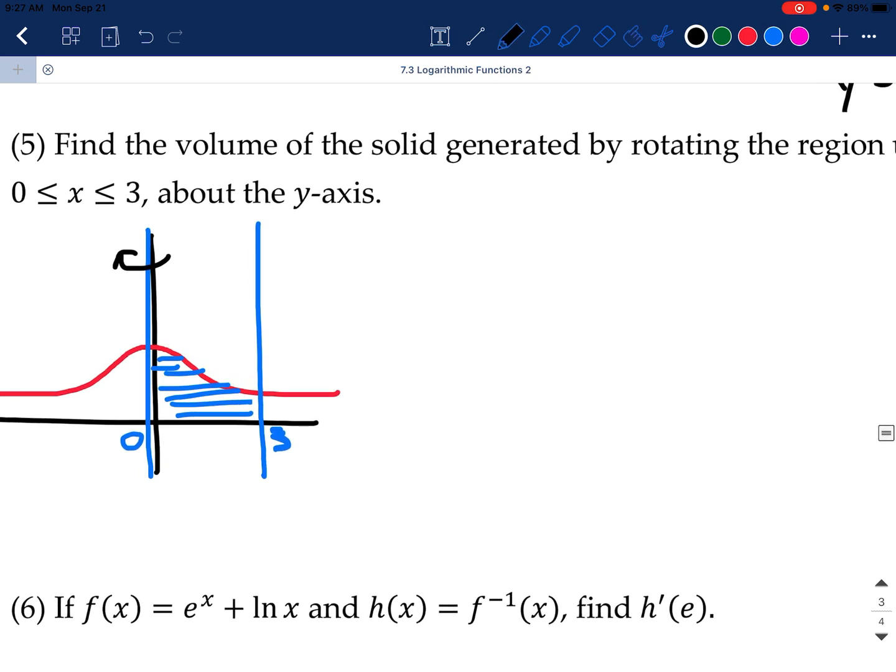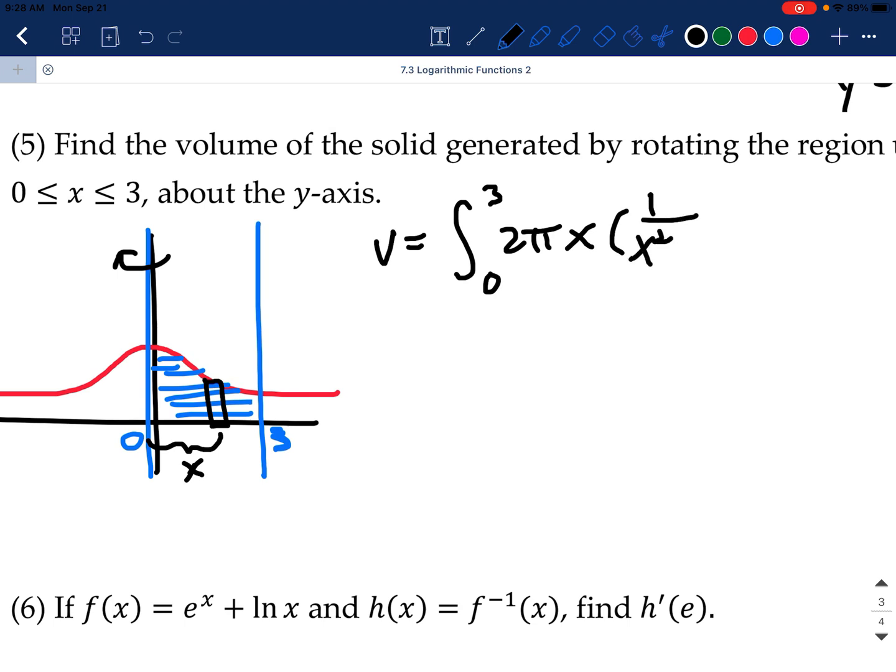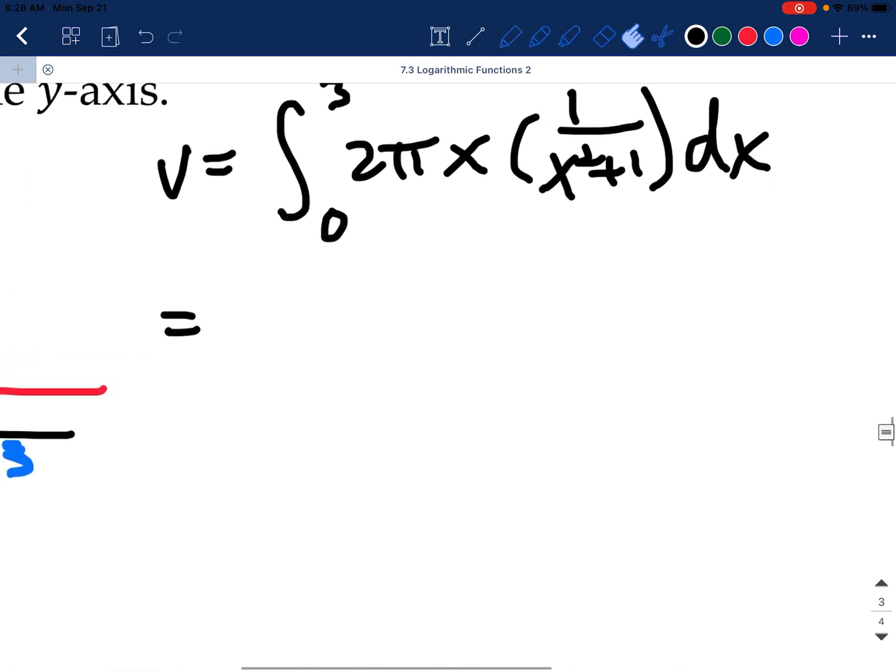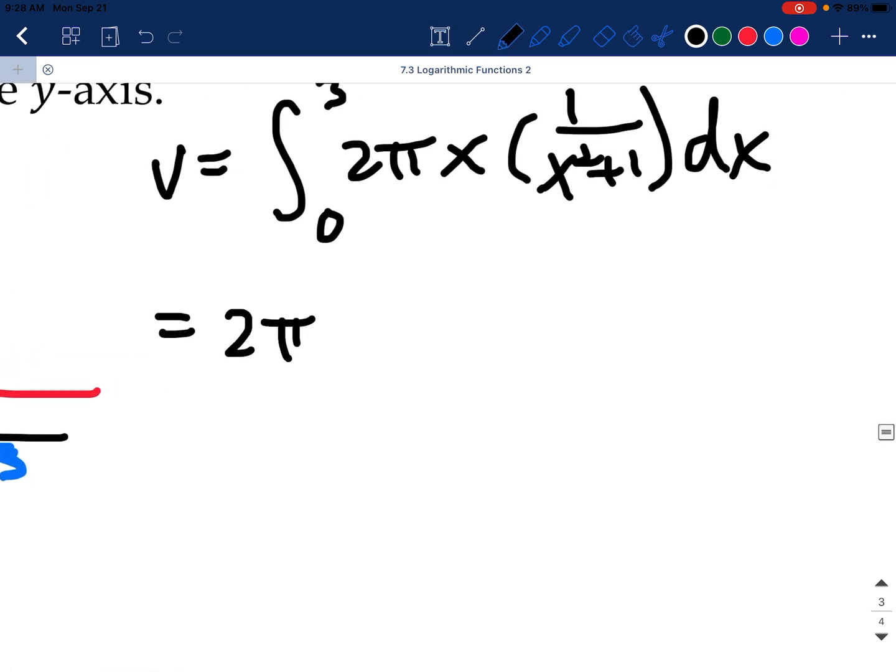So then our volume is going to equal 2 pi. So again, we can use the shell method here. We can use x as our radius, so we'll have the integral from 0 to 3 times 2 pi x times 1 over x squared plus 1 dx. So then we can clean this up a bit. So bring the 2 pi out, and then we'll actually write the x maybe in the top here.